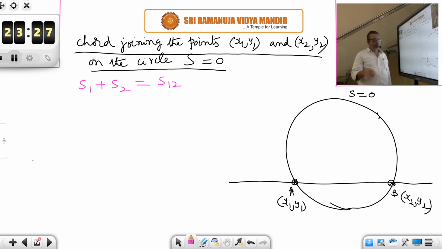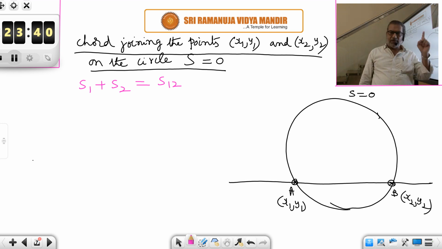See, here I want to tell you one point. Equation of the chord joining the points x1, y1 and x2, y2 on the circle S equal to 0 is S1 plus S2 is equal to S12. Same formula holds good for ellipse also. It holds good for parabola. It holds good for hyperbola also. But the only thing is notation will be different.